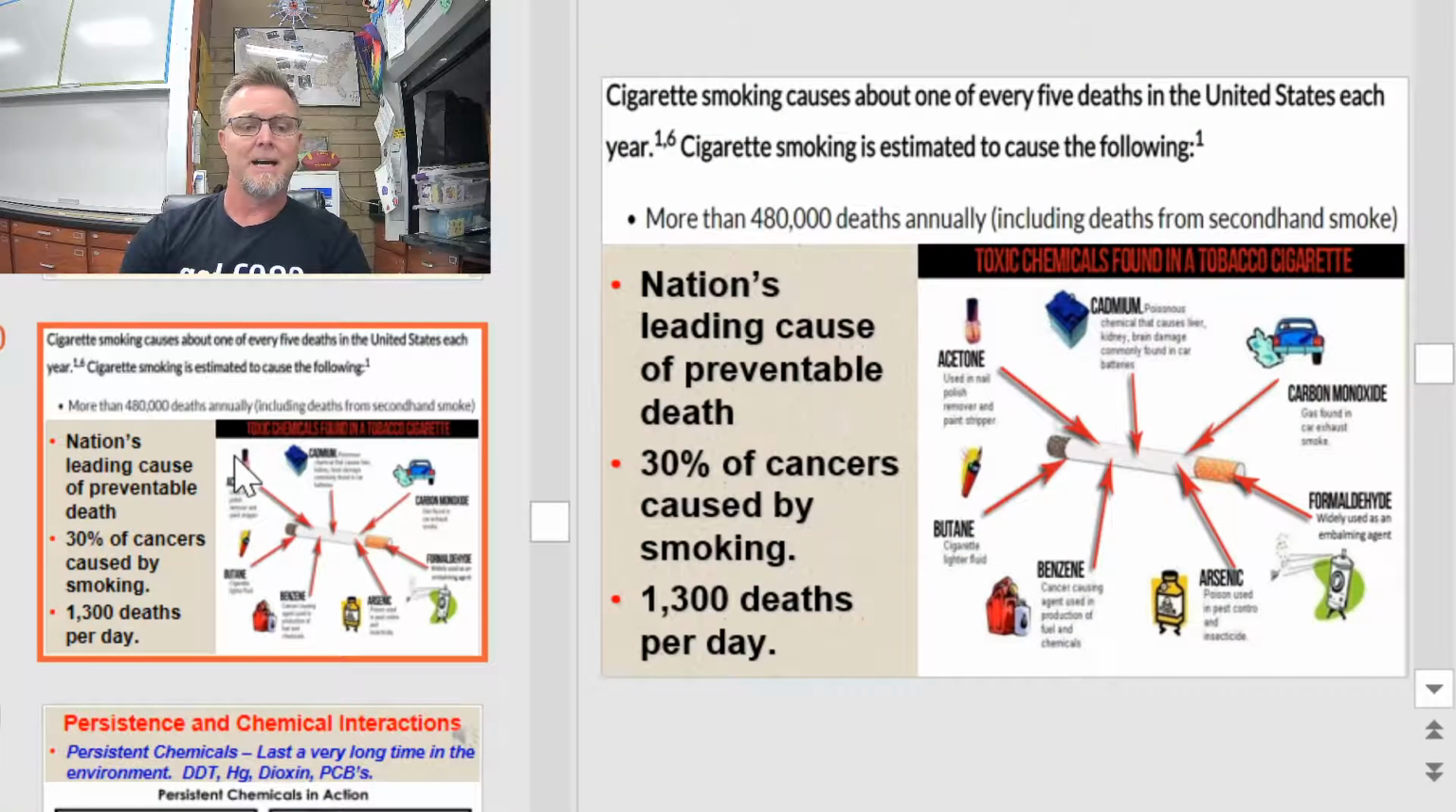Okay. Now, some of the last things that I want to hit before we take our break is that when you look at a lot of these toxic chemicals, exposure to them is largely preventable. Like, again, smoking cigarettes, the nation's leading cause of preventable death. 30% of cancers are actually caused by smoking, upwards of 1,300 deaths per day, and it's totally preventable.